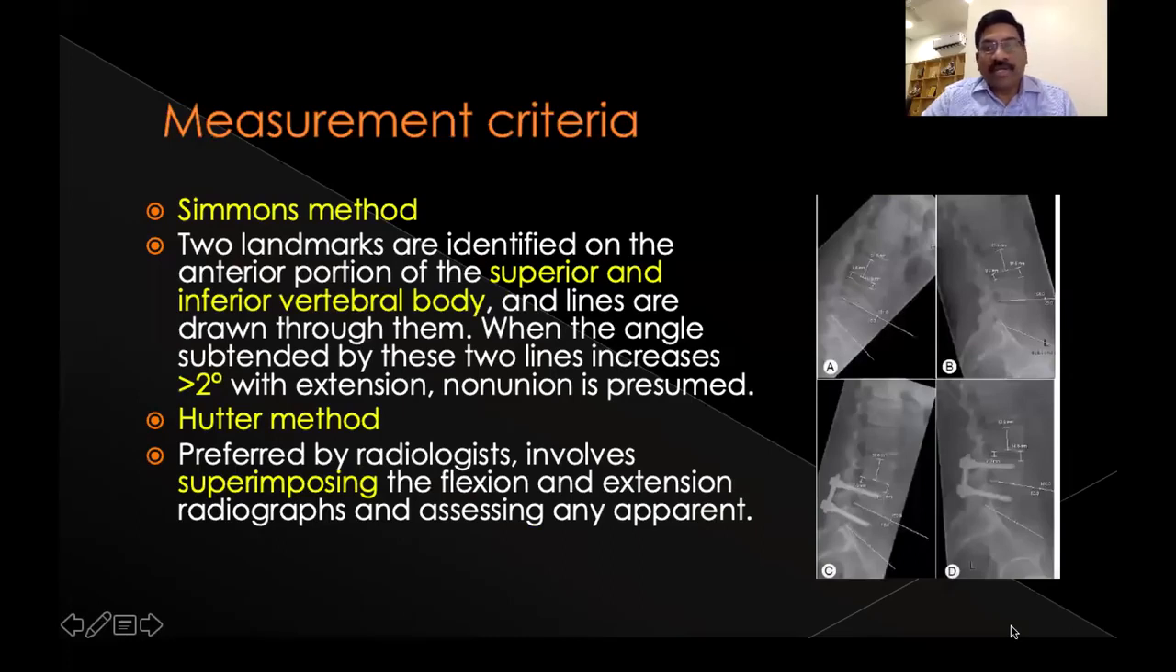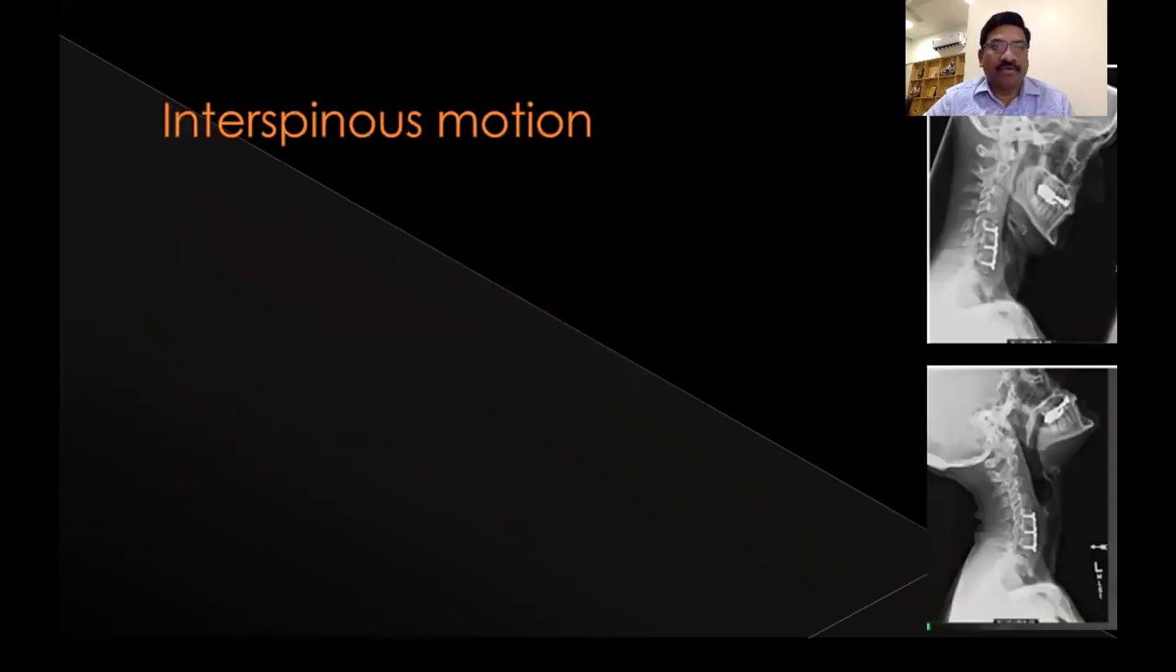The measurement criteria. Different criteria were available. The most commonly used measurement criterion is by Simons, where he quotes more than 2 degrees of angulation change in the flexion extension as a non-union. Hutter's method is popularly used by the radiologist, where they try to superimpose the flexion X-ray with the extension X-ray and identify the failure of the fusion.